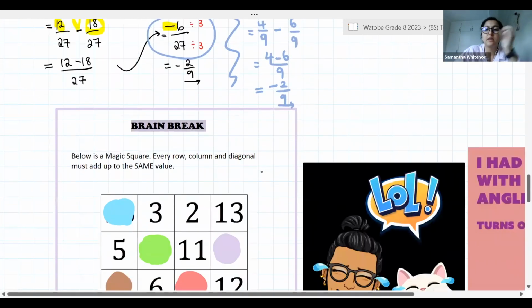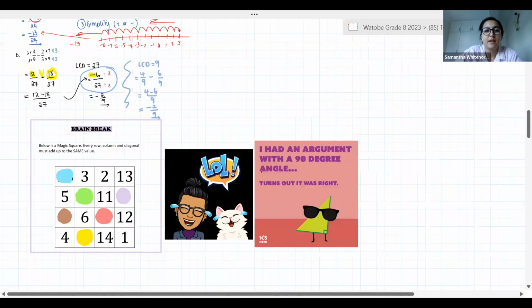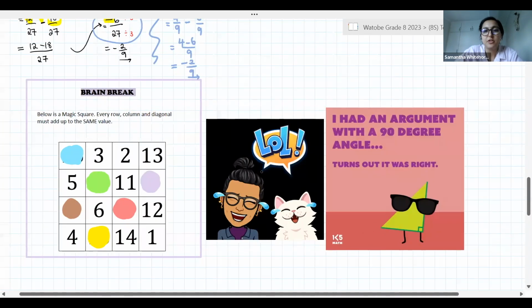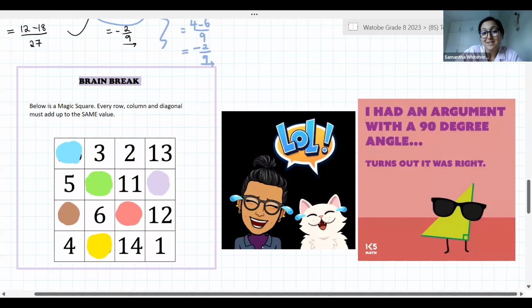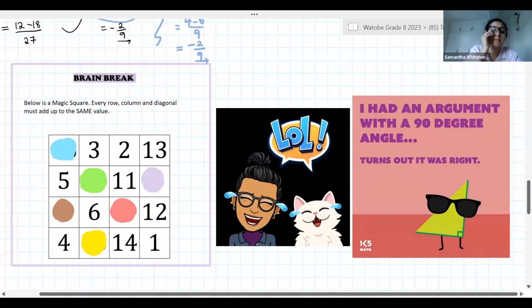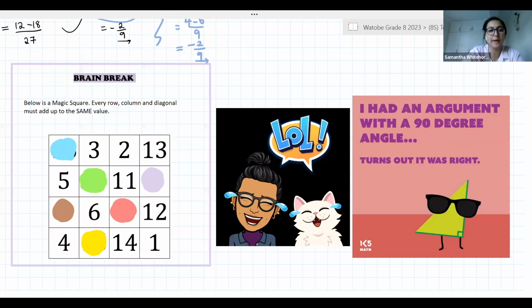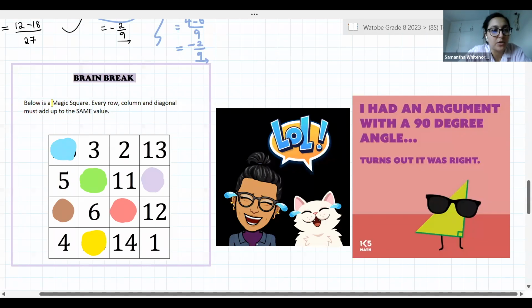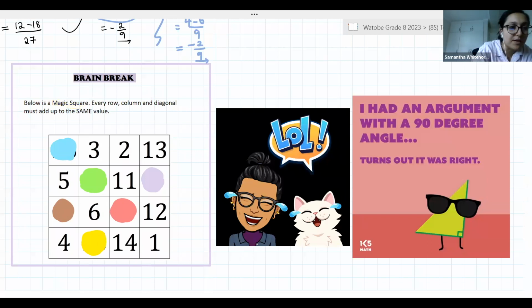Right. So, brain break today. A little bit different to what it usually is, just because it's not one of those solve-the-emoji ones, but this is still a cool one. So this is a magic square. I feel like we've done a magic square before, but I could be completely wrong and thinking of one of the other classes.